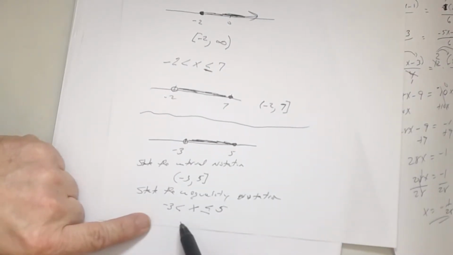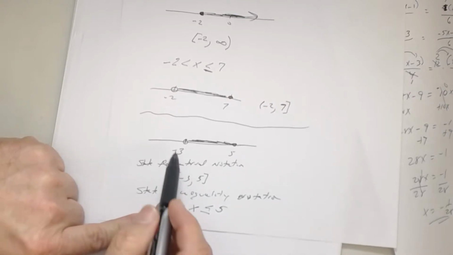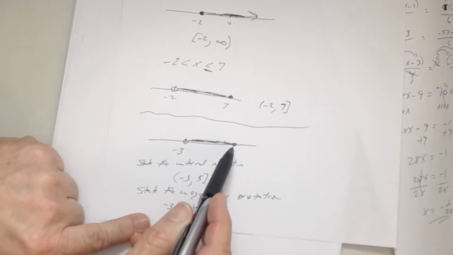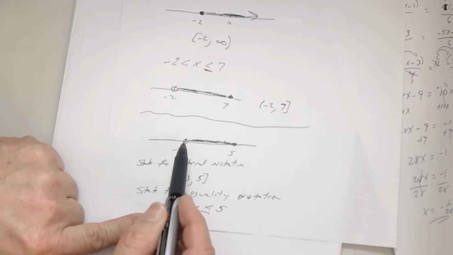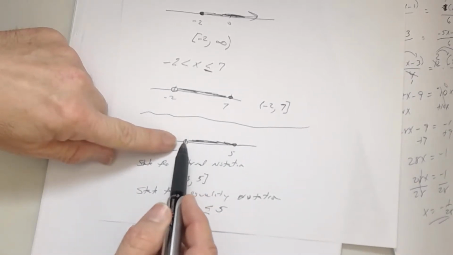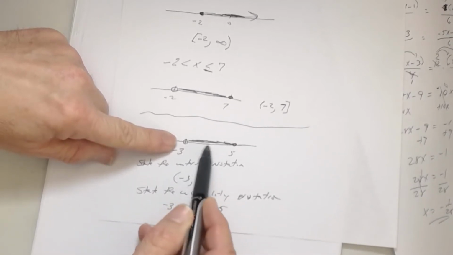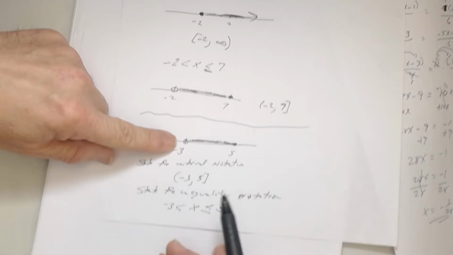Notice the inequality symbols always point in the same direction. Less than, less than. So -3 is less than x, and at the same time, x has to be less than or equal to what? 5. Kind of makes sense. Negative 3 is the smallest, so negative 3 has to be less than all of these numbers, and all these numbers have to be less than or equal to what? 5. Okay?